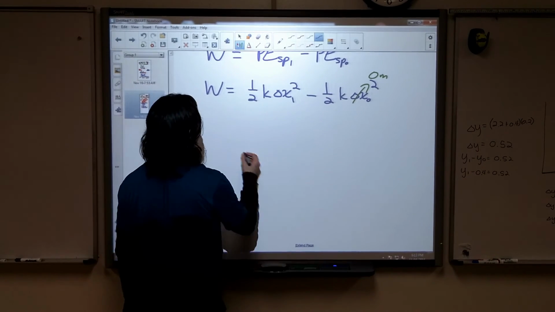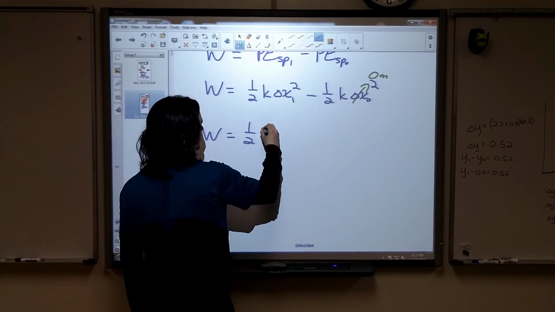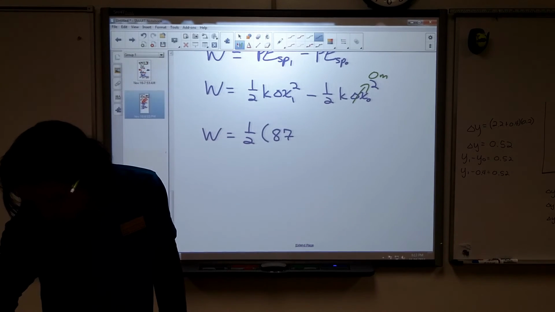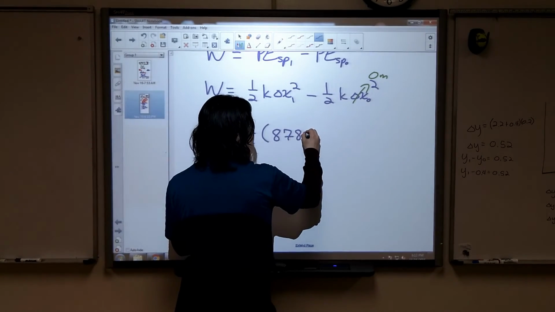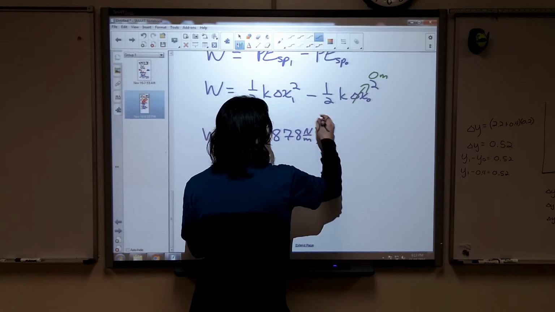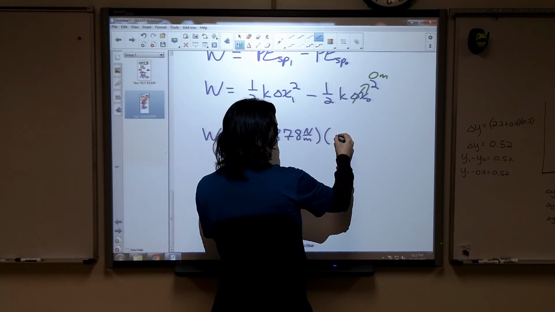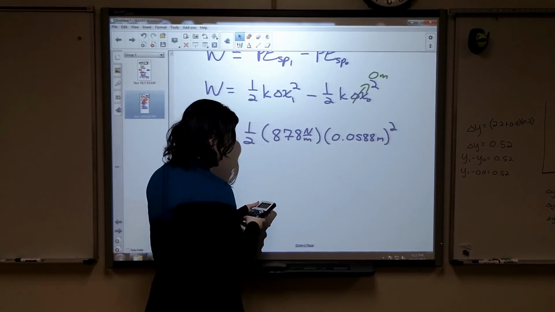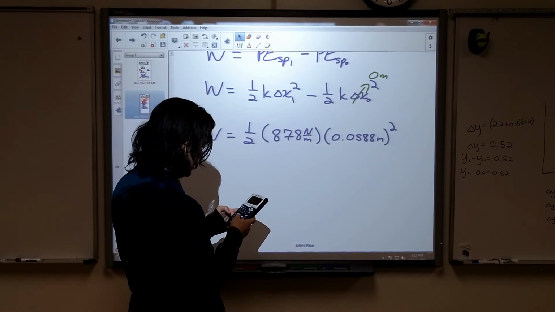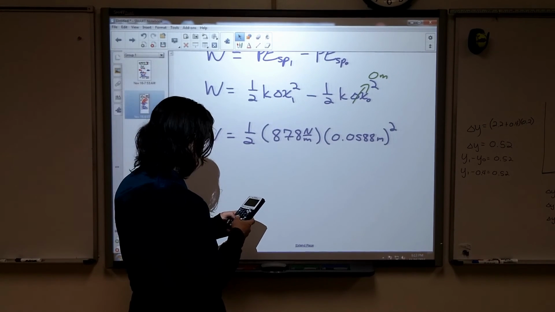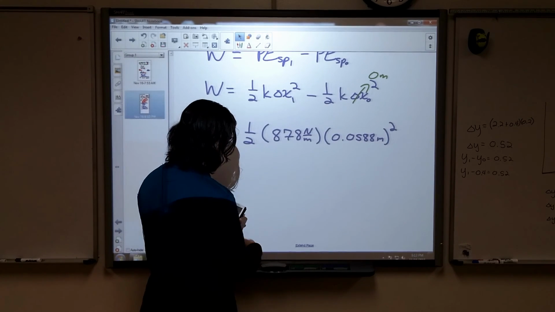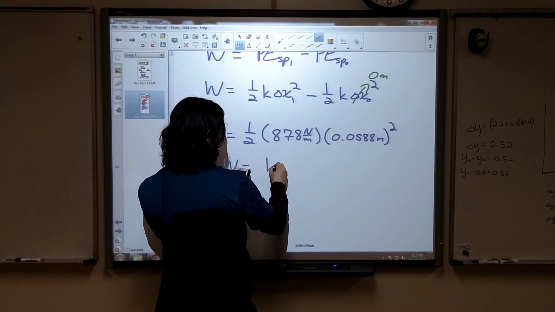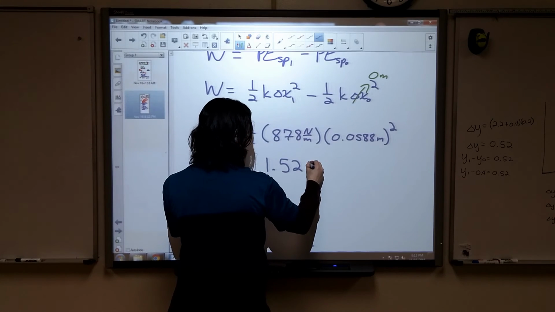So let's take the values that we had from just a moment ago. We found 1/2, and just a moment ago we found that my spring constant was 878, I believe. Yep, 878 newtons per meter times my extension at the very end, which is 0.0588 meters, quantity squared. So I'm going to take 0.0588 squared times 878 divided by 2, and I find that the energy stored in the spring comes up to 1.52 joules.